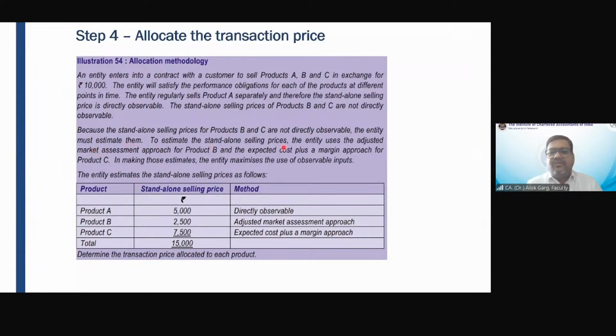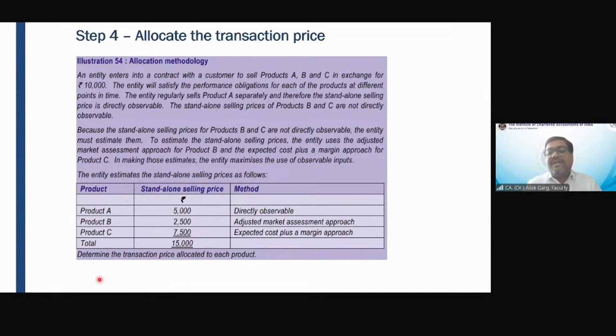To estimate the standalone selling prices, the entity uses the adjusted market assessment approach for product B and the expected cost plus margin approach for product C. In making those estimates, the entity maximizes the use of observable inputs. The entity estimates the standalone selling prices as follows. Product A is directly observable because the entity used to sell this product separately. Product B, the entity has estimated using the AMMA approach. Product C, the entity has estimated by using the cost plus margin approach. So the total price comes out at 15,000 rupees.